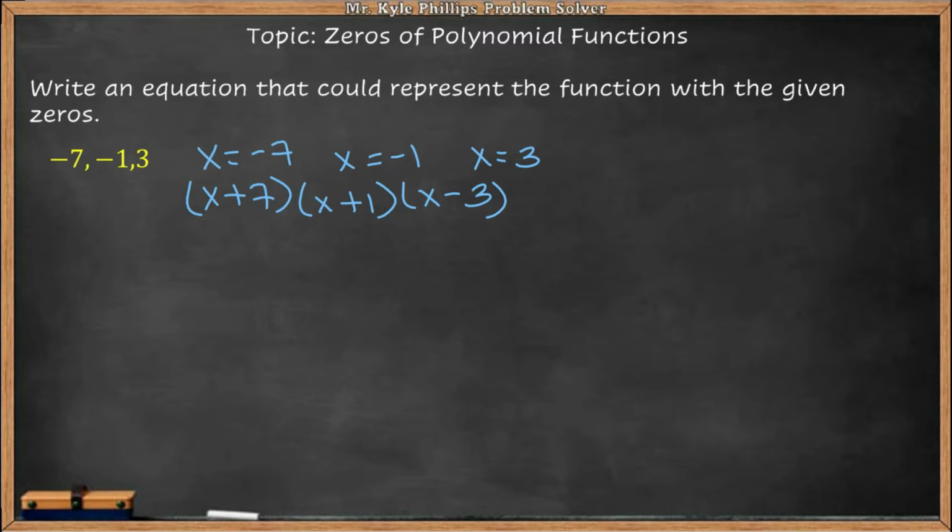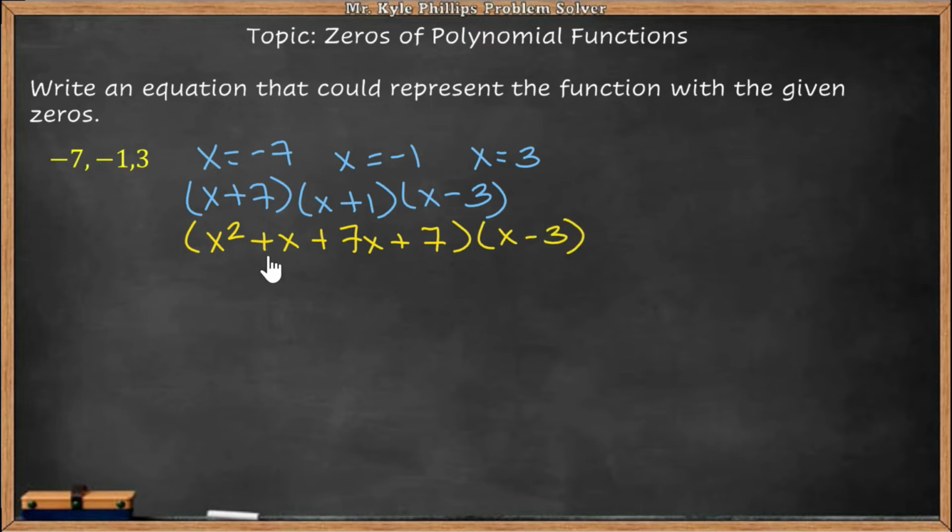Now, I want the polynomial function. So to get that, we're going to have to multiply all of this. So let's start here. I'm going to have to FOIL or distribute these 2 binomials. So x times x is going to give me x squared. x times 1 is going to give me x. 7 times x is going to give me 7x. And 7 times 1 is going to give me 7. So I've multiplied these 2, then I'll have to bring down my x minus 3.